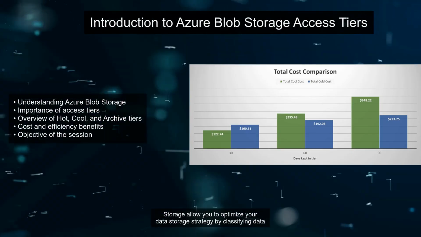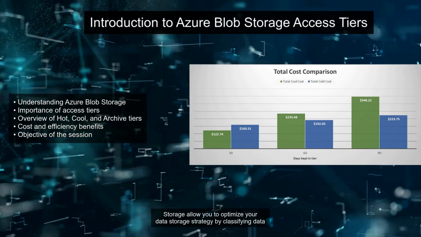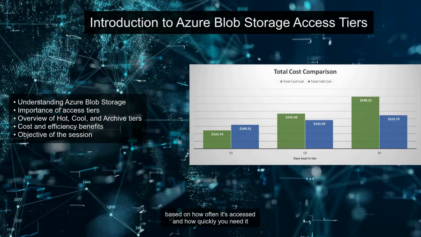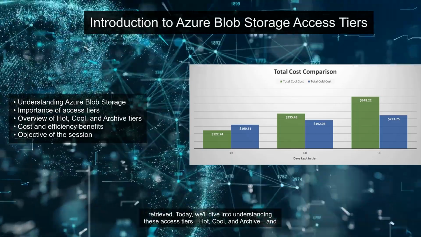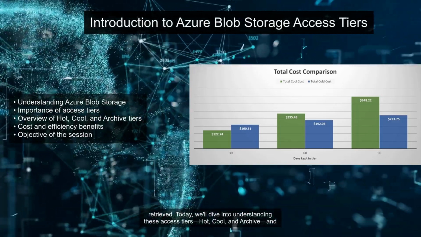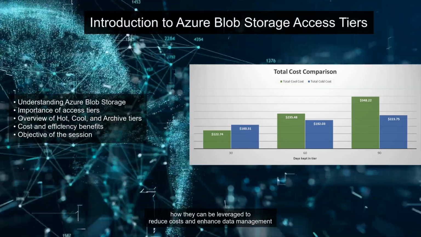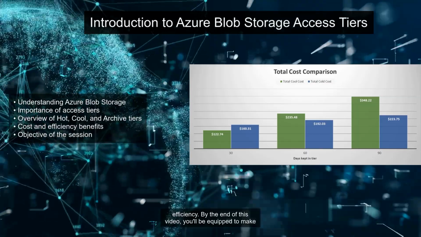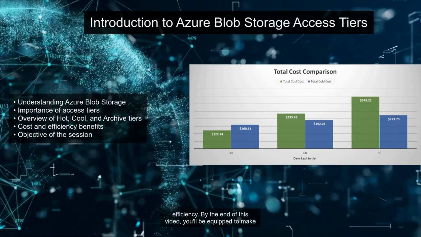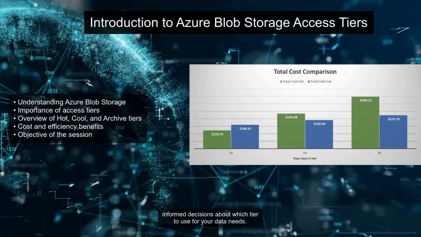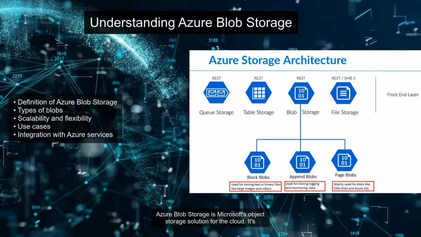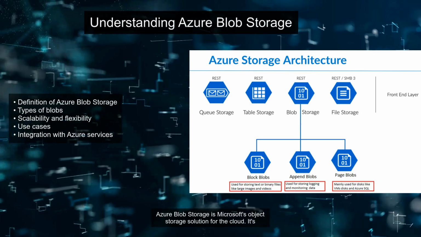Access tiers in Azure Blob Storage allow you to optimize your data storage strategy by classifying data based on how often it's accessed and how quickly you need it retrieved. Today, we'll dive into understanding these access tiers: hot, cool, and archive, and how they can be leveraged to reduce costs and enhance data management efficiency. By the end of this video, you'll be equipped to make informed decisions about which tier to use for your data needs.